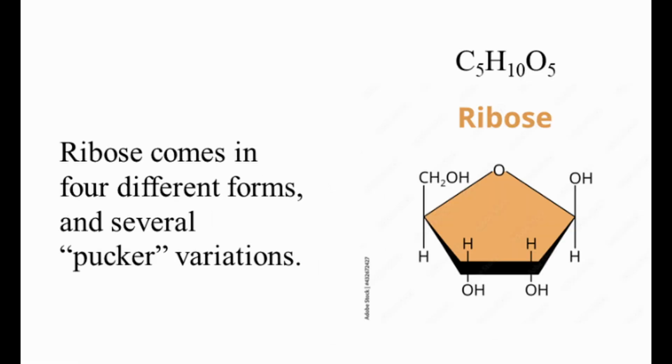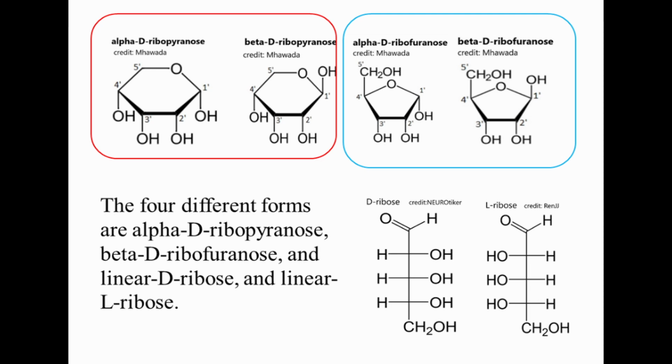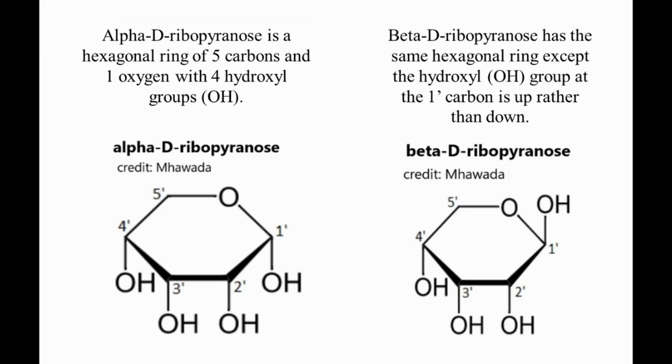Ribose comes in 4 different forms and several pucker variations. All ribose has the same formula, C5H10O5. The 4 different forms are alpha-D-ribopyranose, beta-D-ribofuranose, linear D-ribose, and linear L-ribose. Alpha-D-ribopyranose is a hexagonal ring of 5 carbons and 1 oxygen with 4 hydroxyl groups OH. Beta-D-ribopyranose has the same hexagonal ring, except the hydroxyl OH group at the 1' carbon is up rather than down.